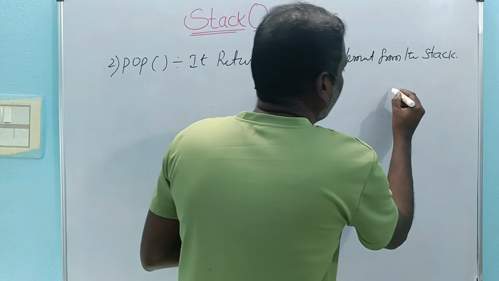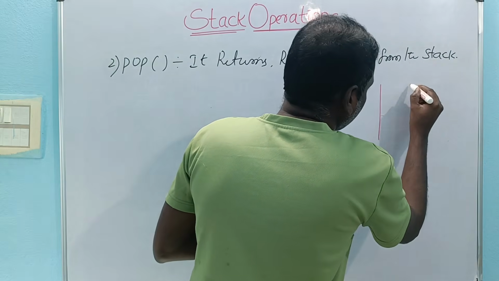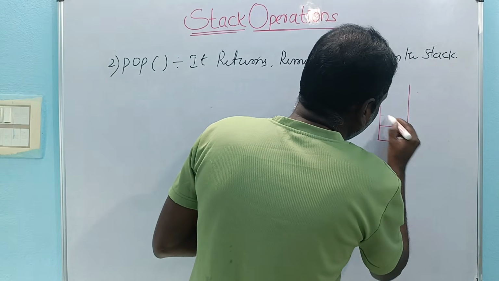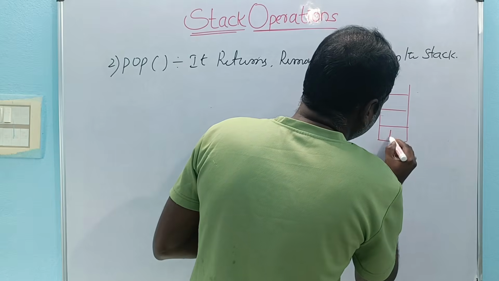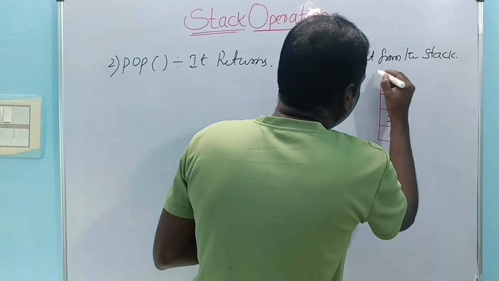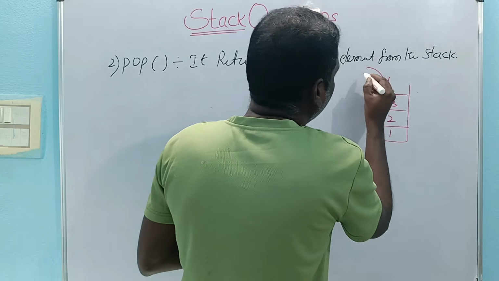Now the diagrammatic representation of the pop operation. So now 3 elements are there. This is push.